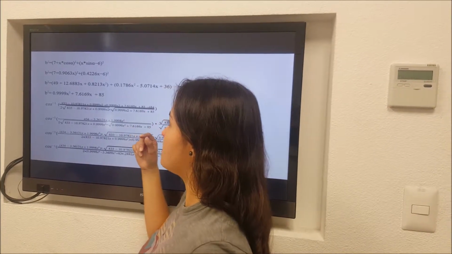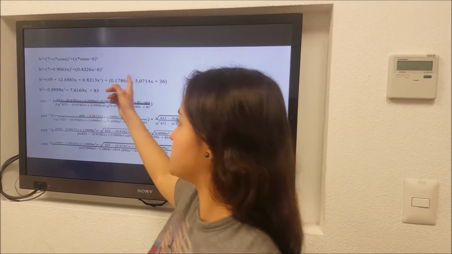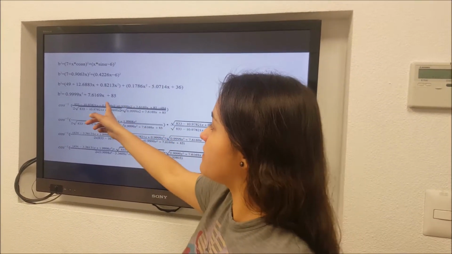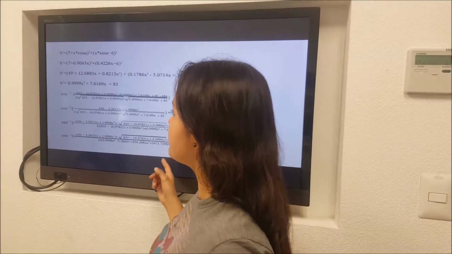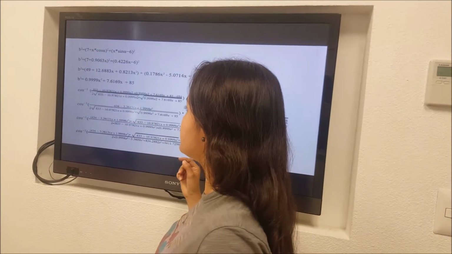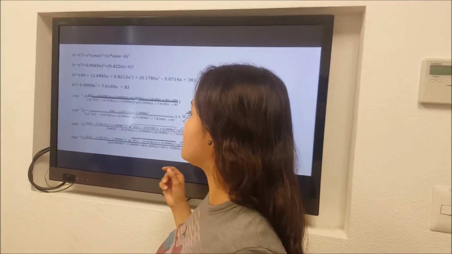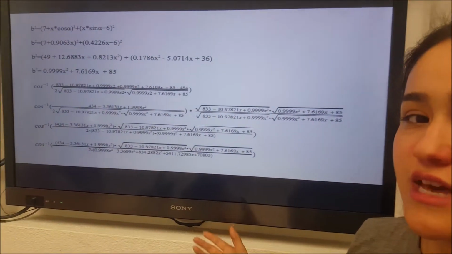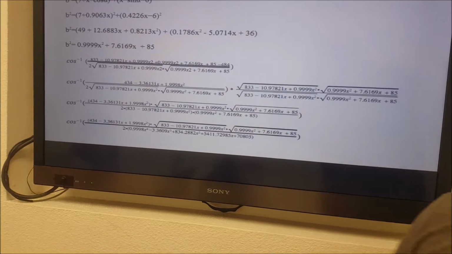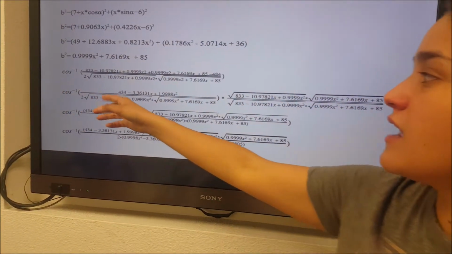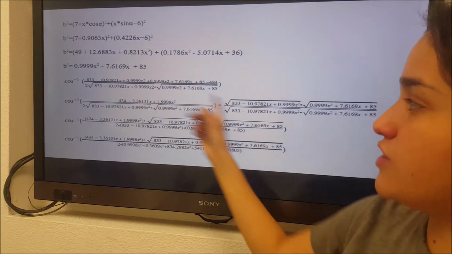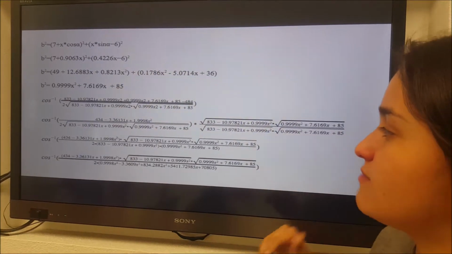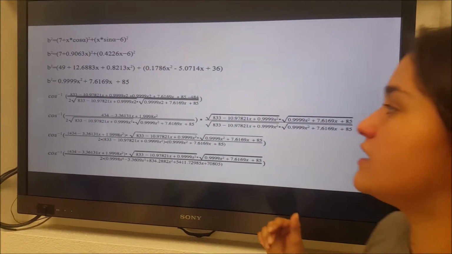You multiply the two numbers and multiply them by 2, and the square of the second one, and we get this. And then when we do the addition, we get that b squared equals 0.9999 squared plus 7.6169x plus 85. Then we have to substitute a and b squared in the equation that we previously got, which was inverse cosine. And then we substitute all of the values here, and we get this. And from this equation we go step by step simplifying it until we can no longer do anything.